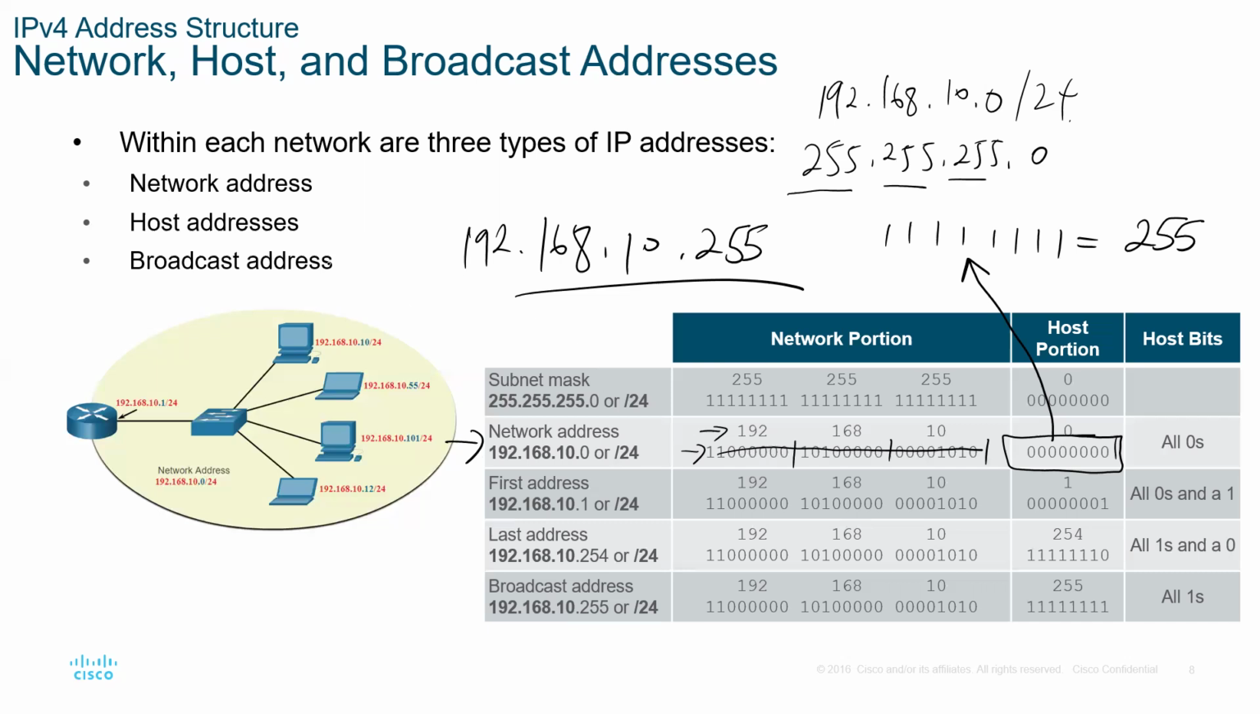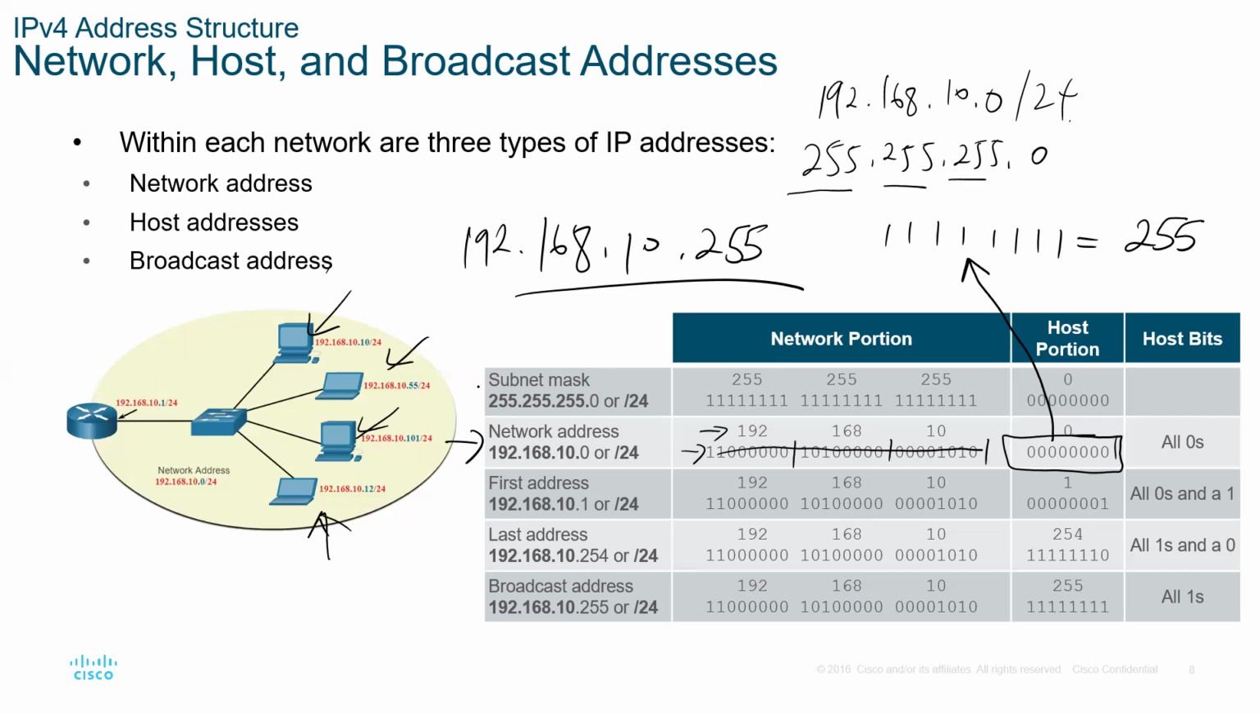If I want to send to this PC, I use 192.168.10.10. If I want to send to this PC, I use .55. You can see by the color, I think there's a blue. If I want to send to this one, I can use .101. If I want to send to this one, I can use .12.